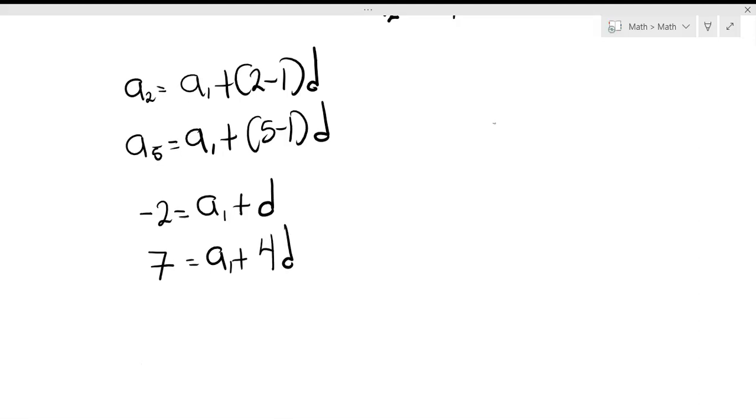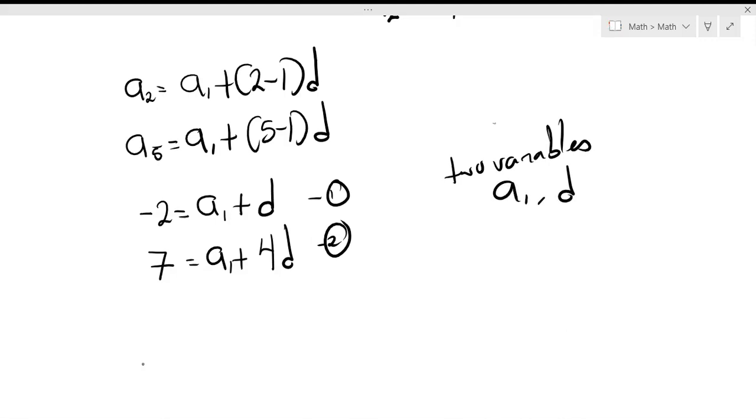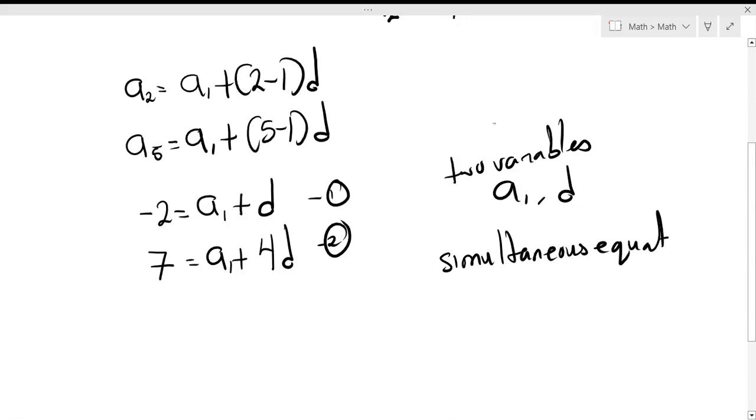Now we have two equations, equation 1 and equation 2, with two variables, a1 and d. This is a simultaneous equation. I already have a video on simultaneous equations; if you don't know how to solve them, the link will be in the description. But I'm also going to solve this here.